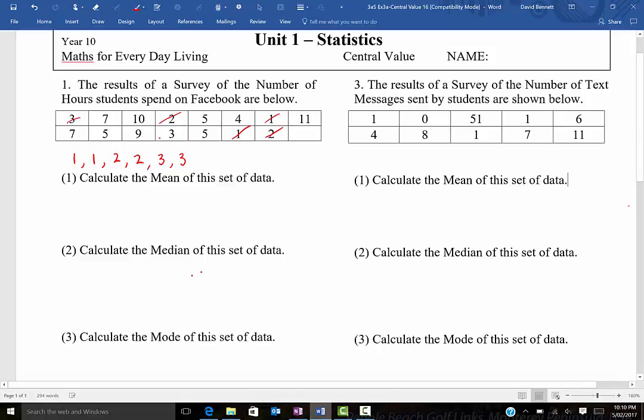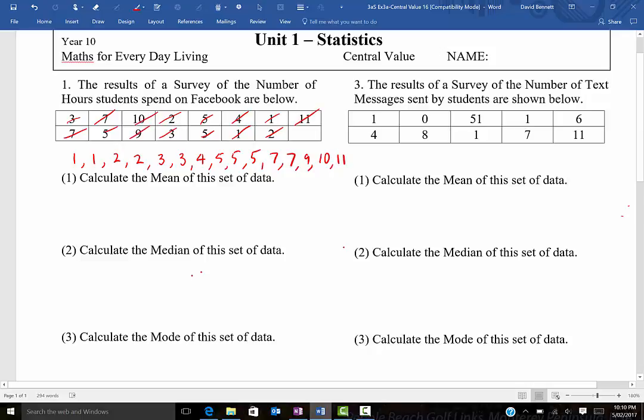So I've done the threes, now I've got 1, 4, I've got 5, 5, 5, so it's 3 5s. Next is a 7. And then I've got 2 7s, so cross those two off. The next highest is a 9, and then a 10 and 11.